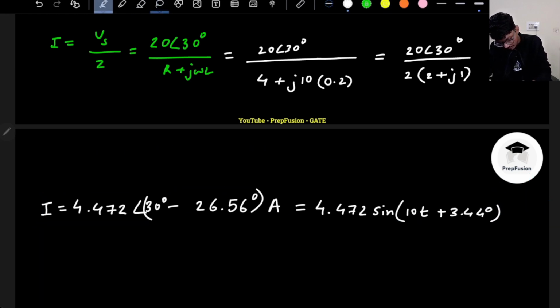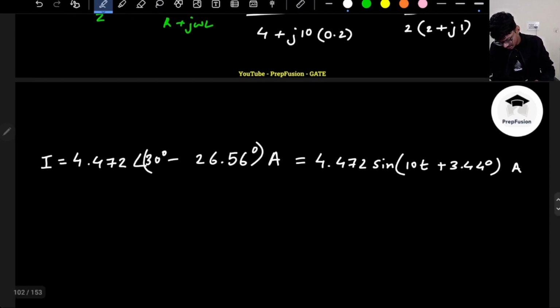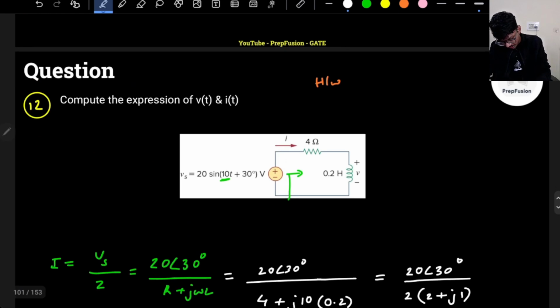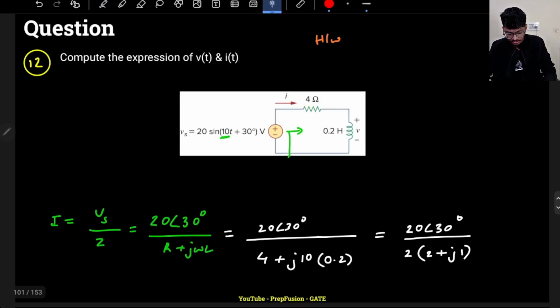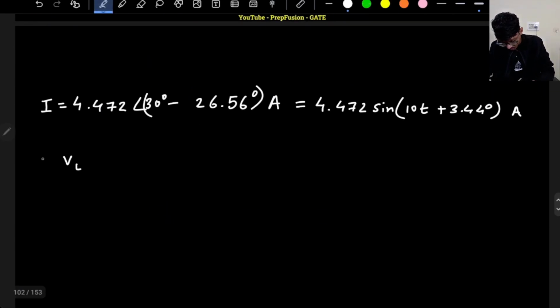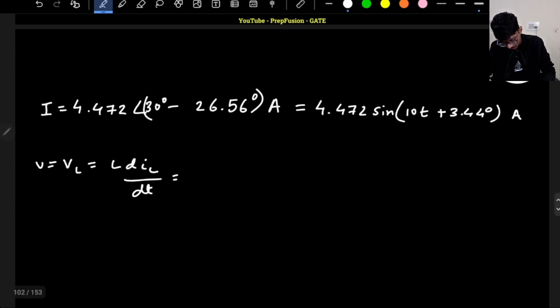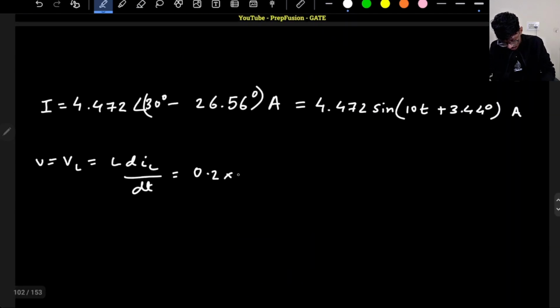What about the voltage? If I know the current, finding out voltage is very easy. There are two ways to find the voltage. One is this simple equation: the current is known, it is a series circuit, so VL, that is your V, will be L di/dt. L is 0.2, so it will be 0.2 into 10 into 4.472 cos, not sine, sorry, cos of 10t plus 3.44 degrees, because I am differentiating.